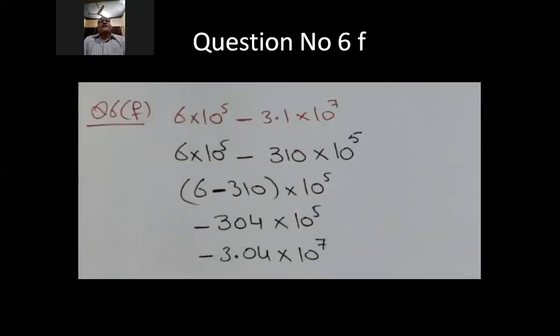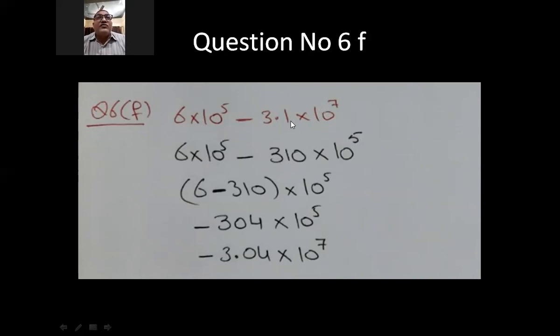Okay, again, this question number 6F part, if this comes in your exam and the calculator is allowed, then it's very simple. In your calculator, you just have to enter 6 expo 5 minus 3.1 expo 7 equals to, and you get the answer. But I will teach you how to do this manually. So here you can see 6 expo 5, here 10 raised to power 7. So 3.1, I will move this decimal 2 steps to the right, and it will become 310.